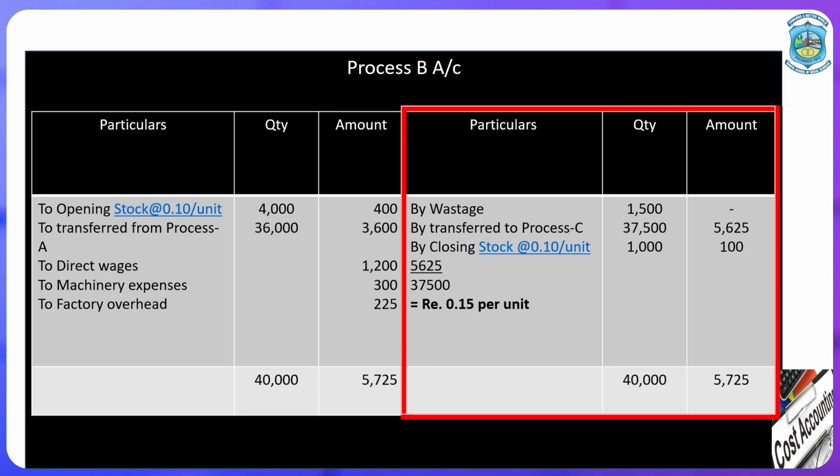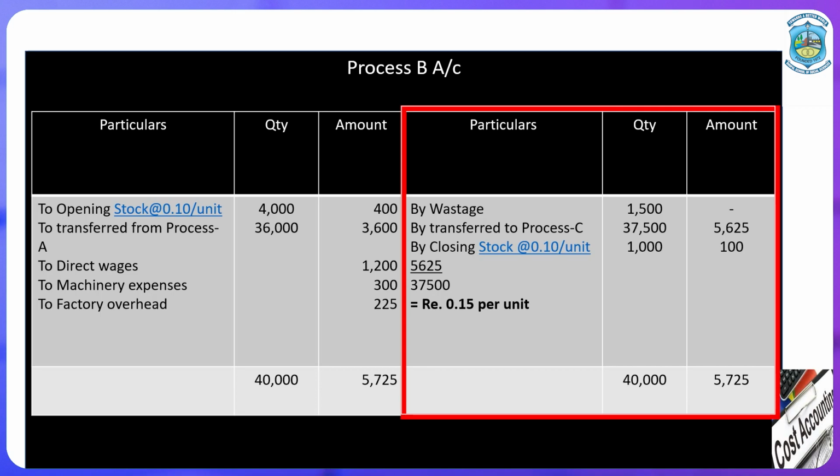Now we are going to use the information given in the question for the credit side. In process B, we have a wastage of 1500 units. So we mention by wastage 1500. As I told you just now, no amount is realized out of wastage. So in the amount column, nil or dash. Then there is a closing stock given. So we mention by closing stock. Closing stock is 1000 units. What is the value of 1000 units? 1000 multiplied by 0.10, that is 10 paisa per unit. So the amount would be 100 rupees.